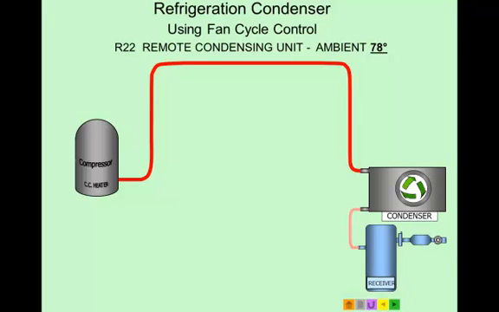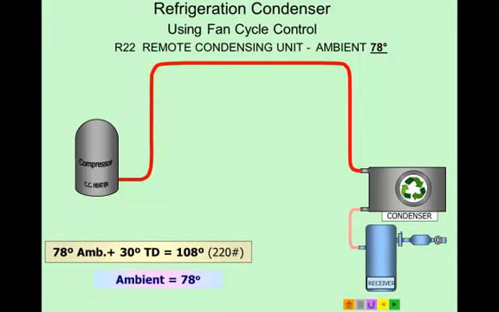Here we have an R22 remote condensing unit. The ambient is at 78 degrees. No problem because it's above 60 degrees. With a 78 degree ambient plus a 30 degree TD across the condenser, we're looking at a 108 temperature on the condenser, which gives us a 220 pound head pressure, as shown here.